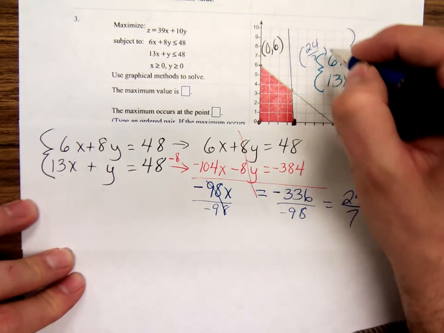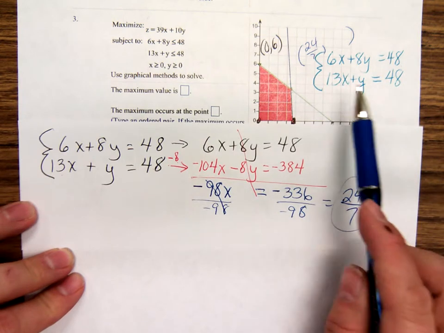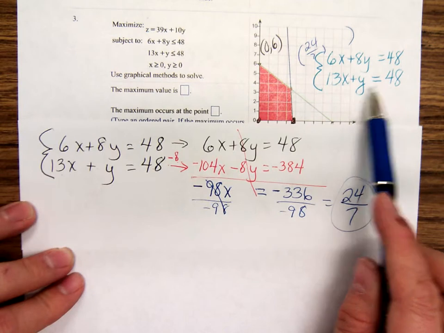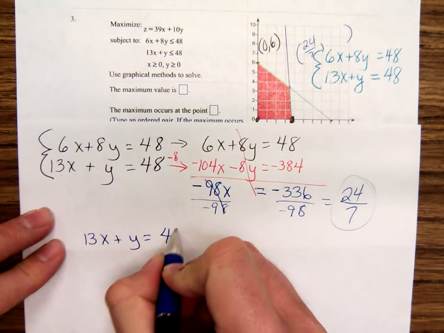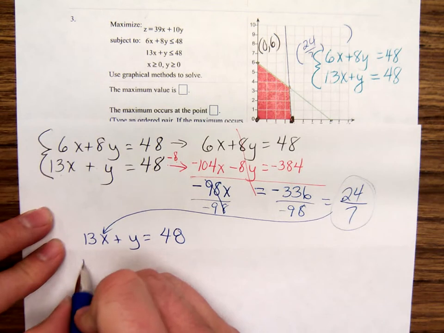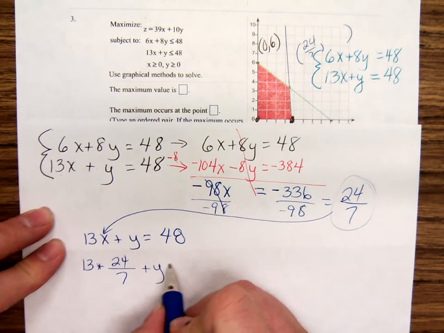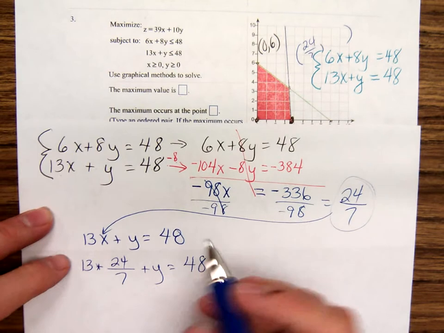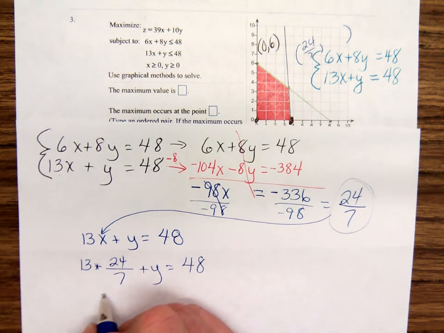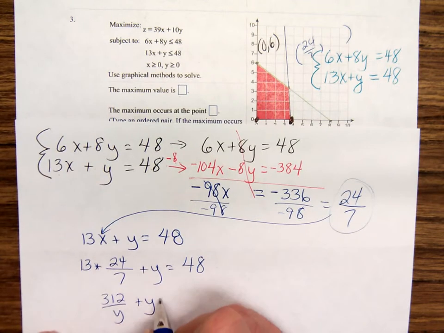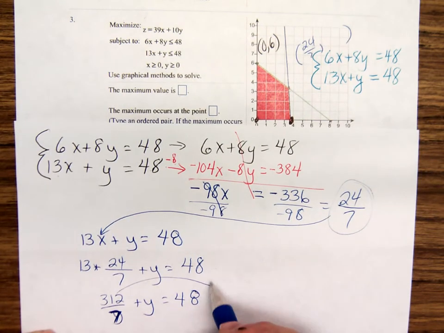So what's Y? Well, I'm going to plug 24/7 into one of these equations and solve for Y. I think it might be easier to plug it into 13x plus y equals 48. So I'm plugging 24/7 in for x. I'd have 13 times 24/7 plus y is 48. So 13 times 24 is 312, over 7. 312/7.